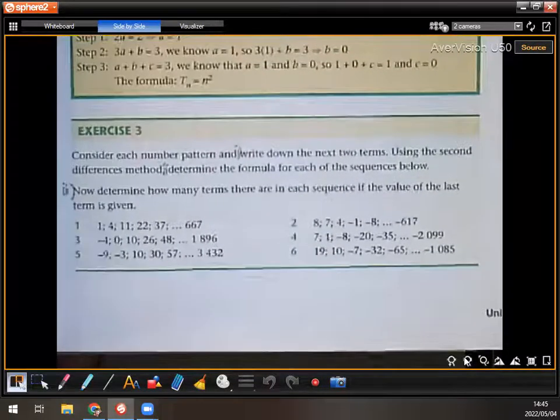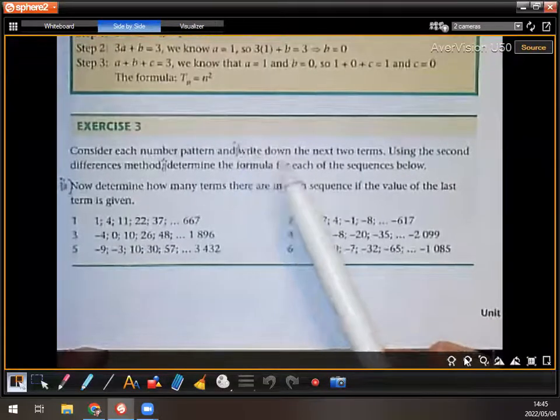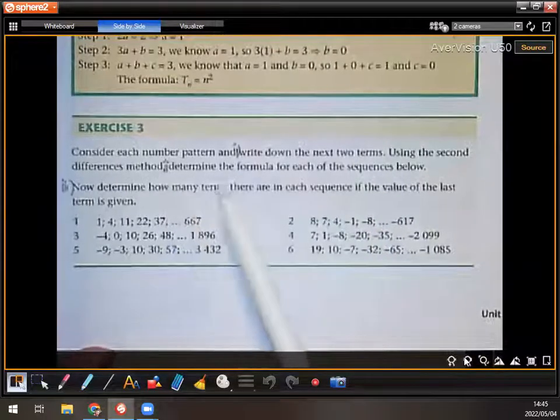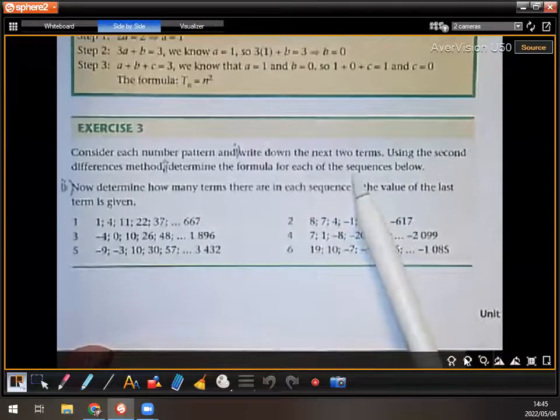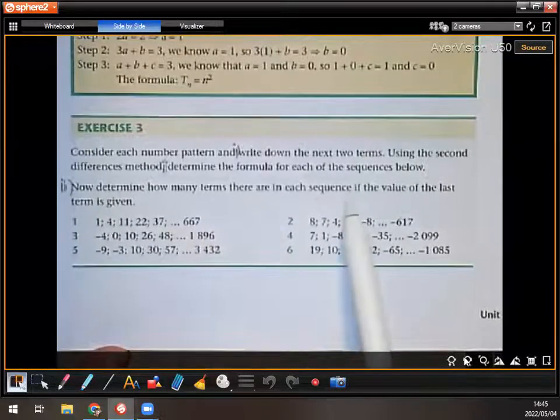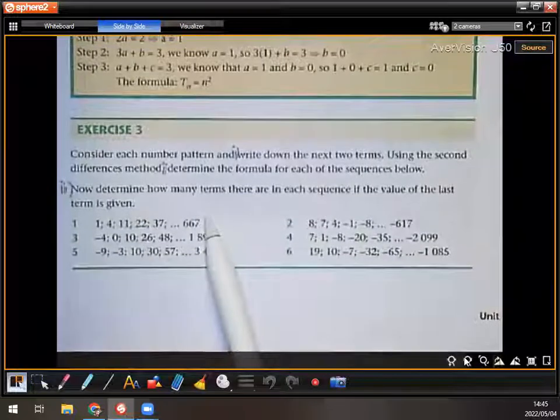So they're saying consider each number pattern, and then the first thing that you need to do, you can see they wrote a little 1 there, write down the next 2 terms. Then you're going to determine the formula, which is the Tn thing. And then number 3, determine how many terms there are in each sequence if the value of the last term is given. So that's what we just spoke about, guys.